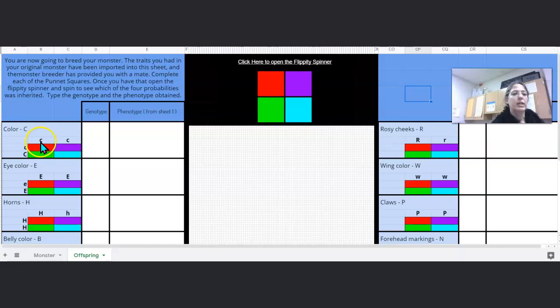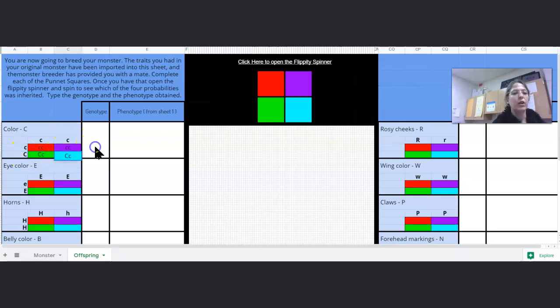The red square is this one and this one, so lowercase c. This purple square is this one and this one. Kind of reminds me of a multiplication chart. Do you remember those multiplication charts? This one lines up with this letter and lines up with that letter, so it's capital lowercase. And this blue one lines up with this letter and this letter, so it's capital lowercase.